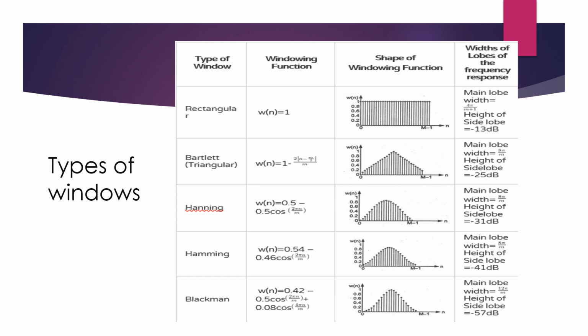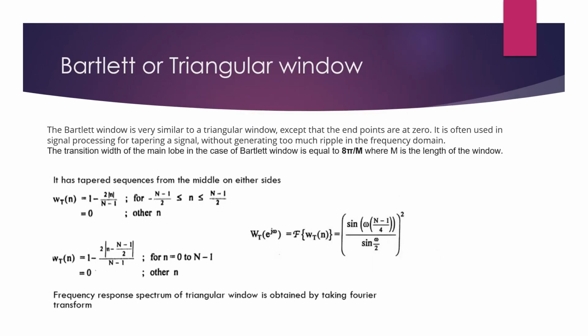So let's see what a Bartlett window is. Bartlett window is very similar to a triangular window, except that the endpoints are at zero. It is often used in signal processing for tapering a signal without generating too much ripple in the frequency domain. The transition width of the main lobe in the case of Bartlett window is equal to 8 pi by M, where M is the length of the window. It has tapered sequences from the middle on either side.